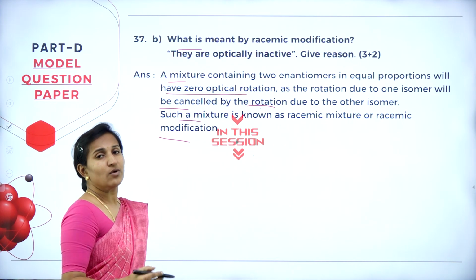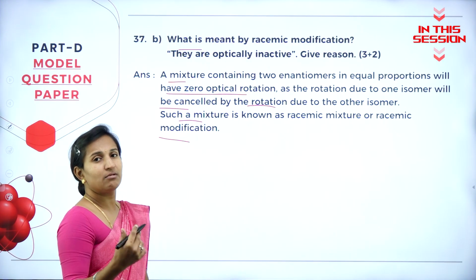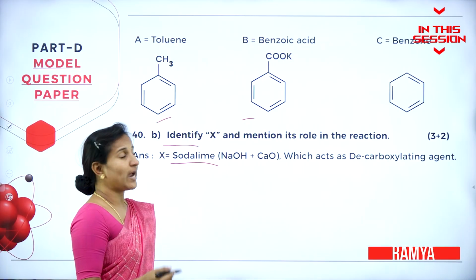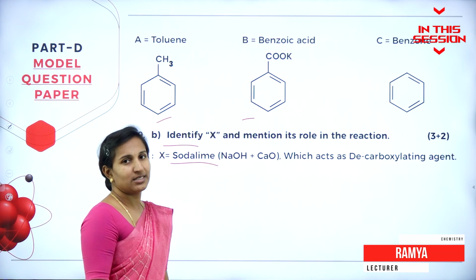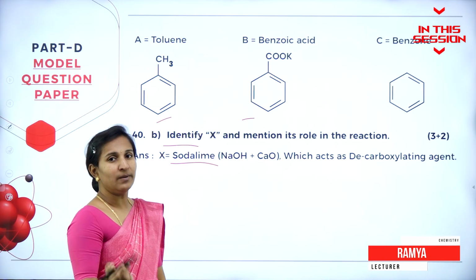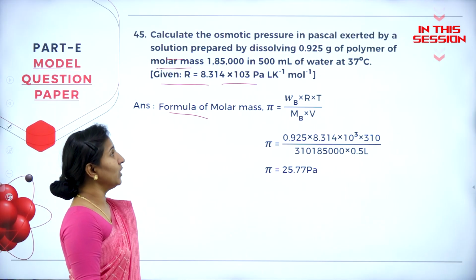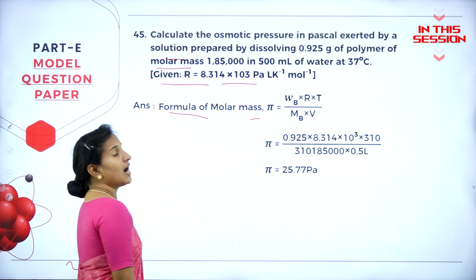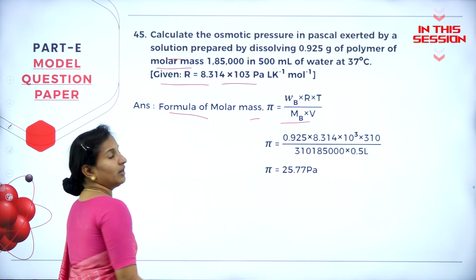Inactive. Why? Because one rotation is cancelled by another rotation. There is no rotation in a racemic mixture. NaOH and CaO act as decarboxylating reagent. So here it removes the carbon dioxide. Formula of molar mass equals w_B R T divided by pi M_B V.